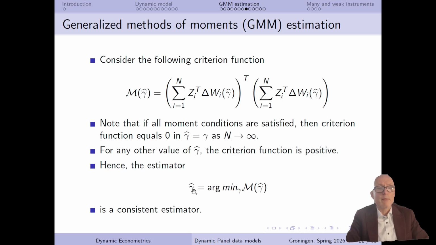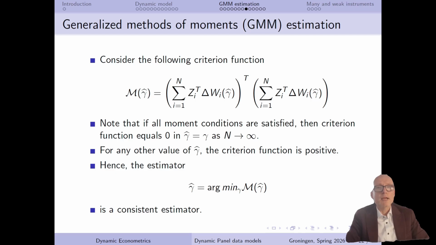So therefore gamma hat is going to be the argument that minimizes that criterion function. That means of course that if n goes to infinity, then there's only one solution to this minimization problem, and that is of course in which gamma hat is exactly equal to the true value of gamma. That means of course that we're going to get a consistent estimator.